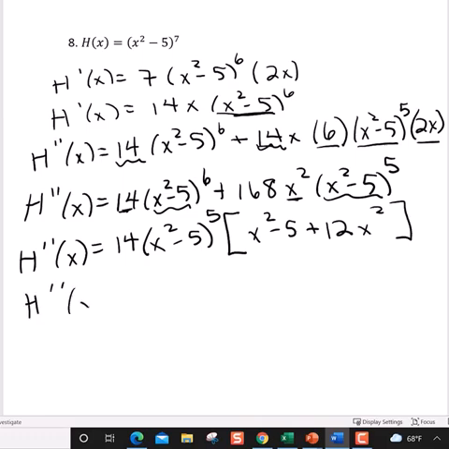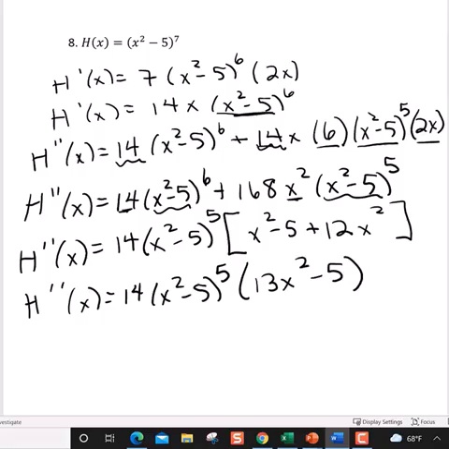One more little step here. I have 14(x² − 5)^5. Then in the parentheses, x² and 12x² is 13x², minus 5. So this is a completely factored form, just looks a little bit better and it gets us set up for what's coming in the next part of the lecture.